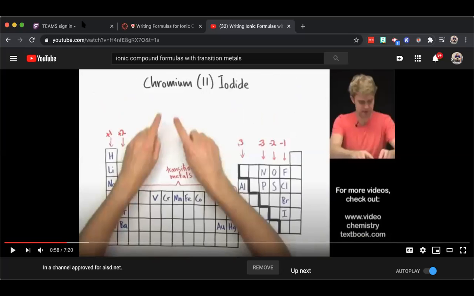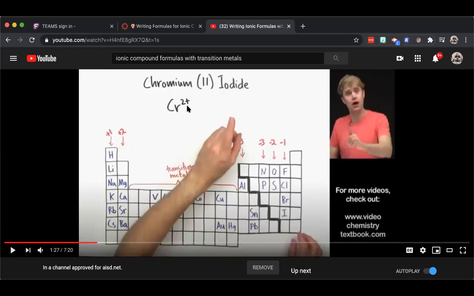So for example, we're going to look at this one, chromium 2 iodide. So chromium is a transition metal, and I can tell because the name has a Roman numeral. That's how I can tell that it's a transition metal. And so chromium, if I look it up on the periodic table, it's this one right here. It's Cr, and it doesn't have a set charge because it's a transition metal. But the Roman numeral here in the name, that 2, this is why you got to know your Roman numerals, tells me that it's Cr with a +2 or a 2+ charge.